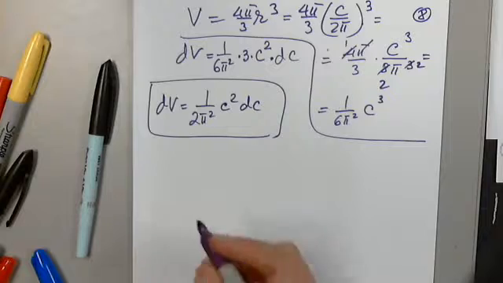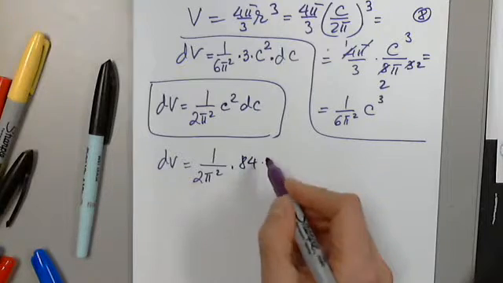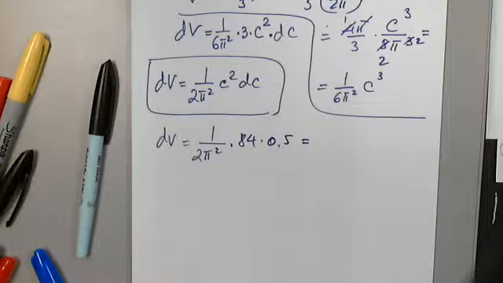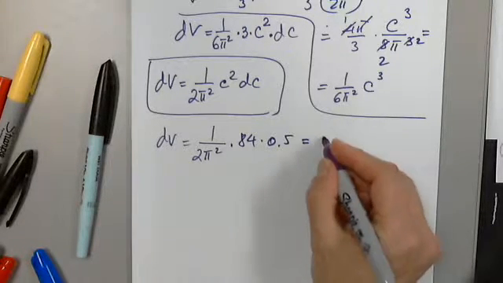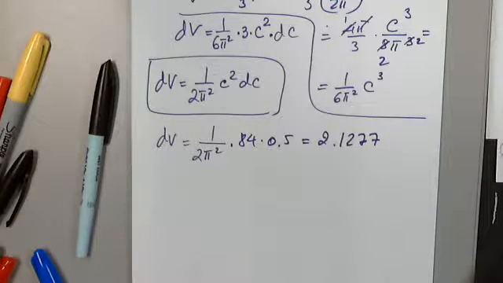And yes, I have to plug in the numbers. 1 over 2 pi squared, C was 84, dC was 0.5. I put them in the calculator. So 84 times 0.5, that's 42. And divided by 2 is 21. And I have to divide by pi squared. I got 2.1277. Correct me if I'm wrong. Measurement unit. dV has a measurement unit. Very good.